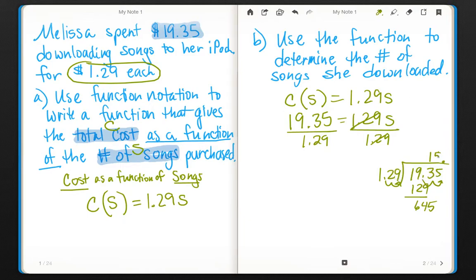Whoops, change colors. 5 times 9, 45. We get 645. So the number of songs, S, is equal to 15 by plugging that in. Okay, so that's one. I want you to try one.